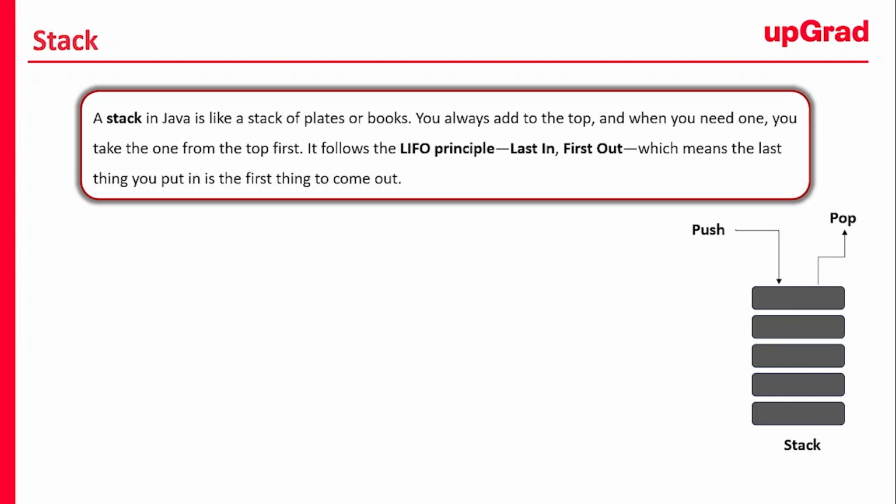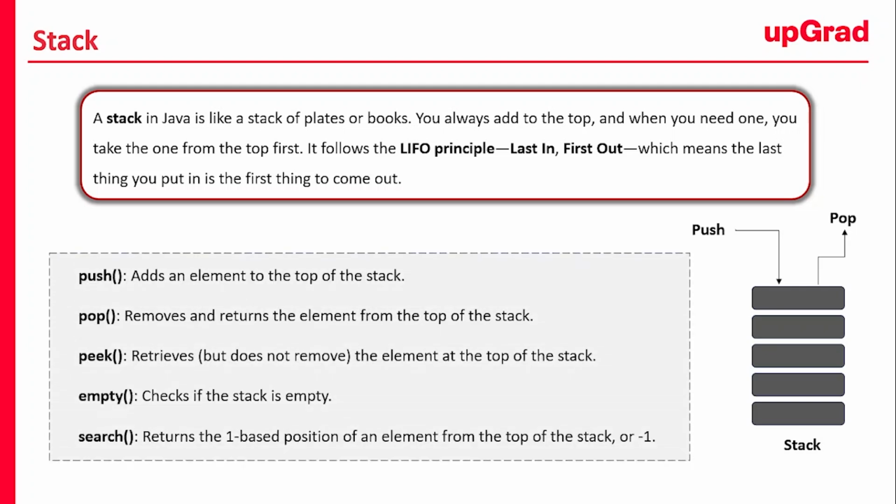So these are some of the methods. As you can see on the screen, push adds an element to the top of the stack, and pop removes and returns the element from the top of the stack. Peek retrieves the element at the top of the stack but does not remove it. For example, let's say 1 2 3 4 5 6. The lowest one is 1, then 2, then 3, then 4, then 5. Peek will retrieve that but not remove it, whereas pop will remove it as well. So this is the difference between peek and pop.